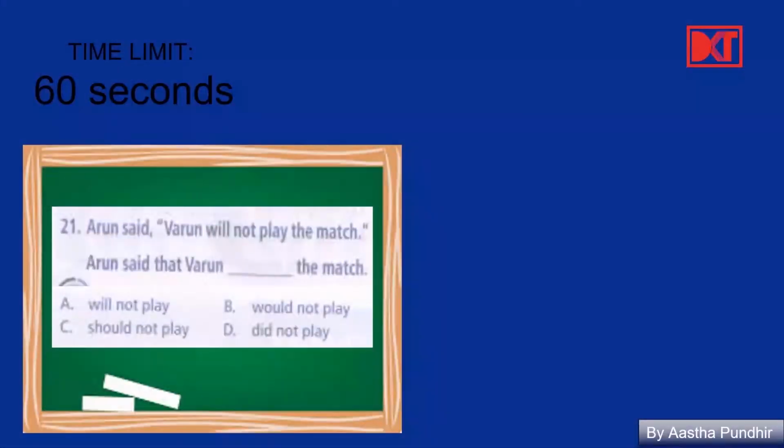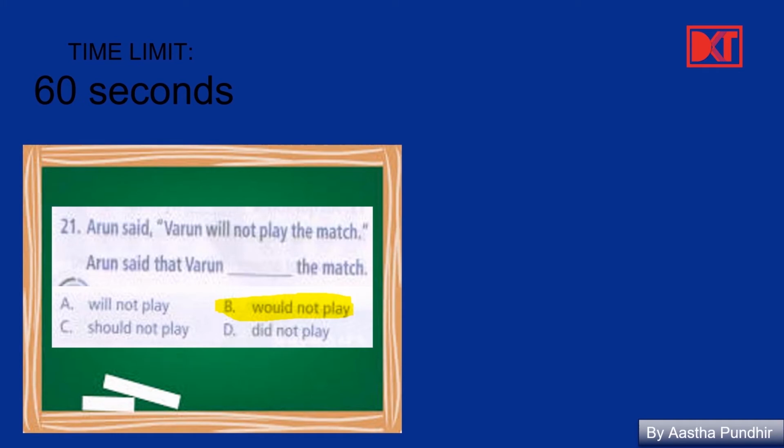Arun said Varun will not play the match. Arun said that Varun dash the match: A, will not play, B, would not play, C, should not play, or D, did not play. Now here the correct answer is B, would not play, that Varun would not play the match.